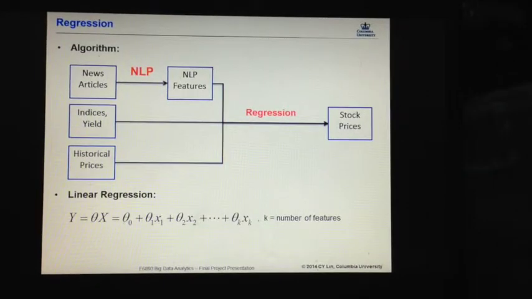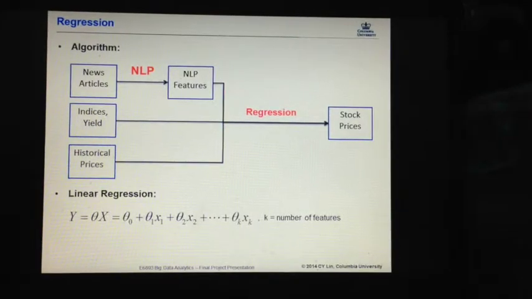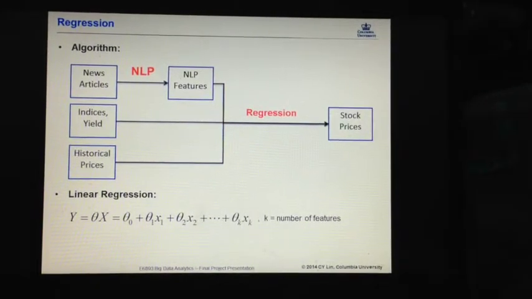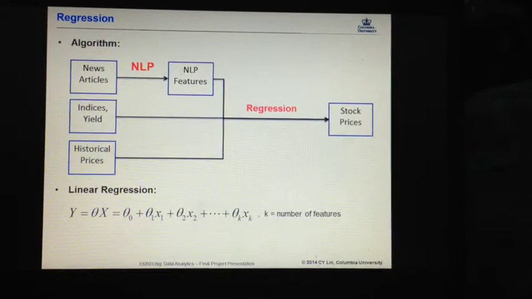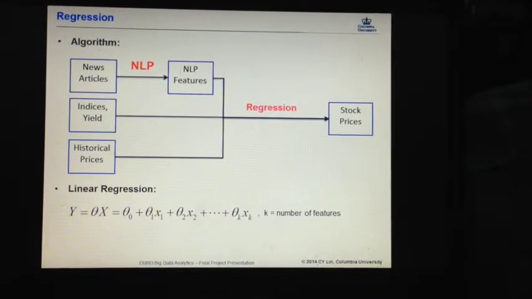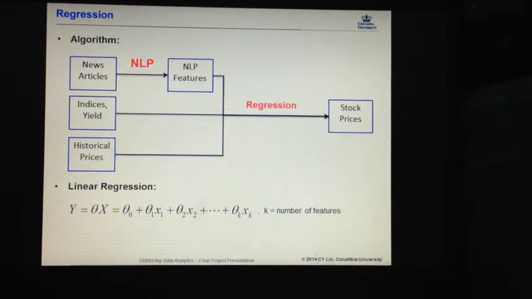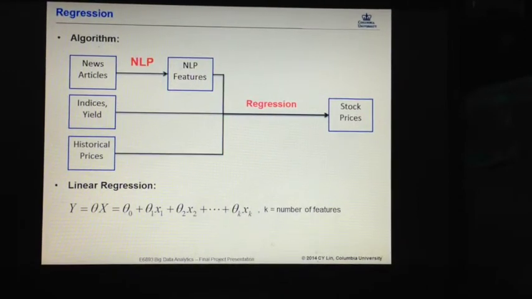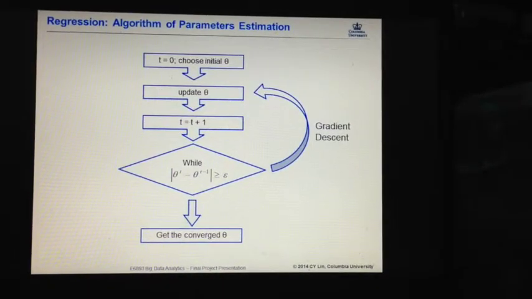So after we get the NLP features of the news articles, we can move to the regression part. In our project, we build a linear regression model on the dataset, as the equation shows. As in the diagram, we can see that the inputs X are the NLP features, stock prices, and indexes, and the output Y is the stock price. So our goal is to estimate the optimized theta, which leads to a good prediction. We use gradient descent to estimate the parameters.